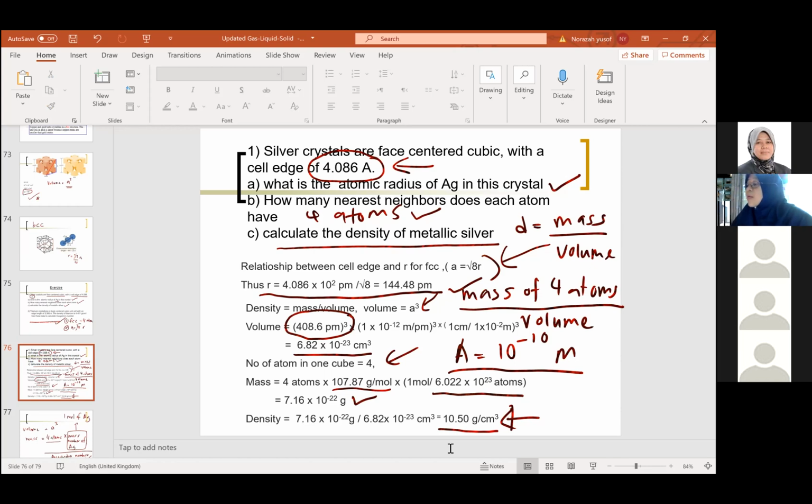But remember, you have to put the units by the end. If you don't want to change it, change the Angstrom into centimeter cube or so. Okay?